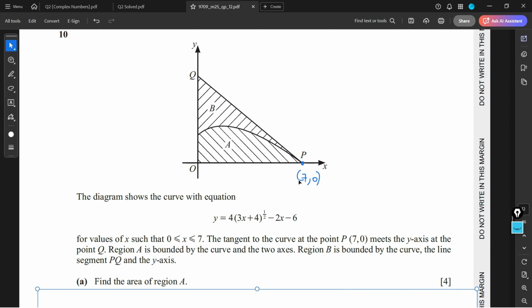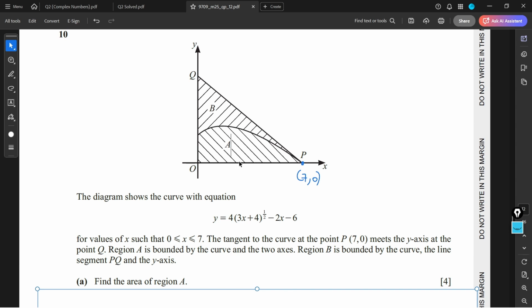Over here we have this diagram where you can see this curve has this beautiful equation given to us in the question, which is only valid for the values of x between 0 and 7 for this question. There is also the tangent to the curve which is passing through the point P at the coordinate (7, 0). And this tangent also cuts the y-axis at point Q.